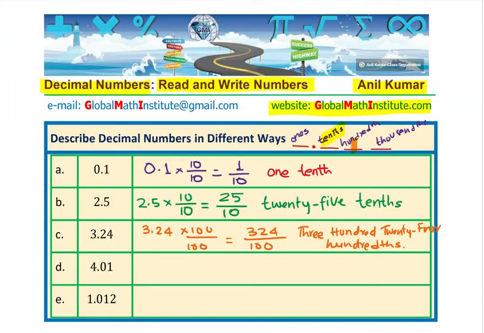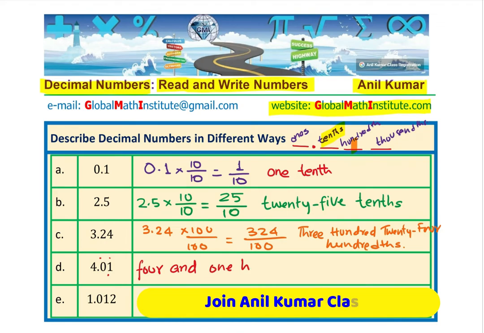Now let's look into this number, 4.01. So how will you read this number? You can see that 1 ends in hundredths place, right? This is tenths, hundredths. So we can say that this number is 4 and for decimal, and 01 means 1 hundredth.